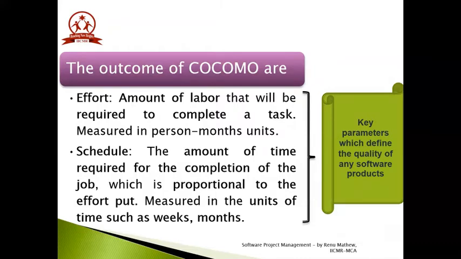The key parameters which define the quality of any software product, which are also an outcome of the COCOMO, are primarily effort and schedule. Effort talks about the amount of labor hours that will be required to complete a task, which is measured in person months units, and schedule is the amount of time required for the completion of the project or the job, which is proportional to the effort put in, and it is measured in days, weeks, months, etc.